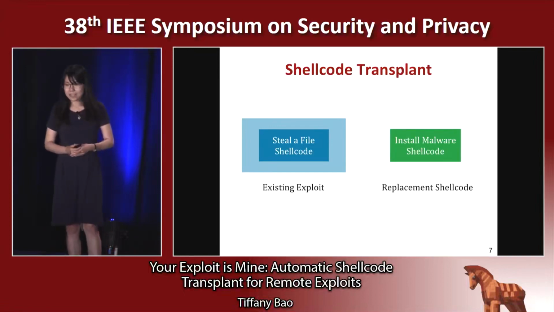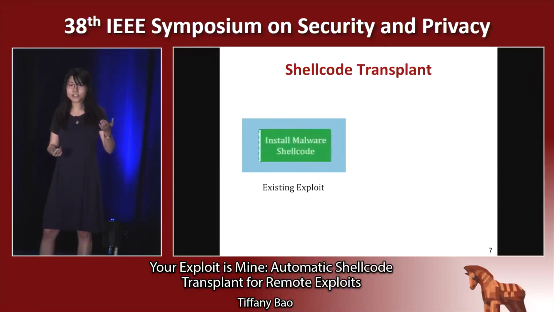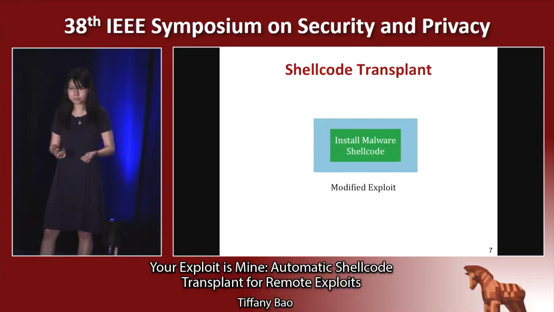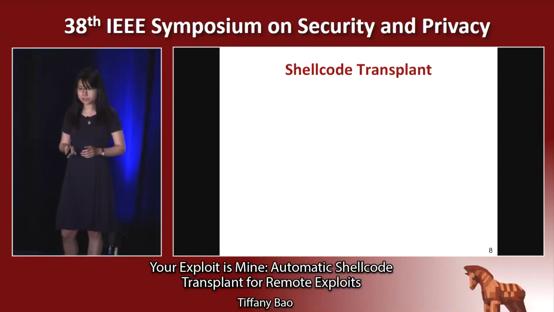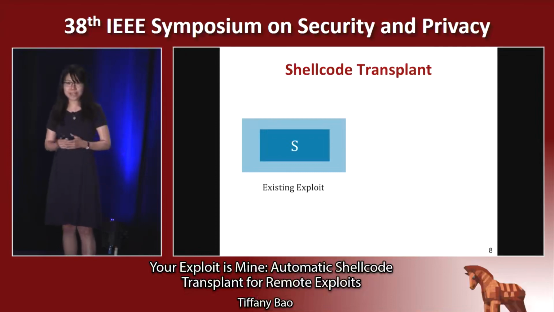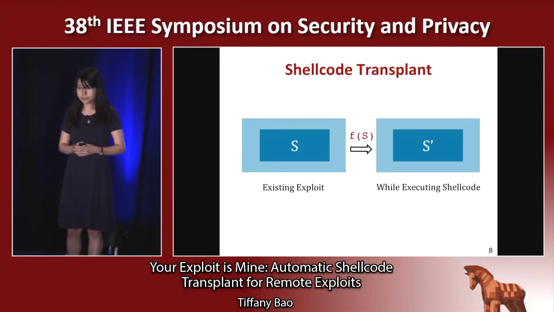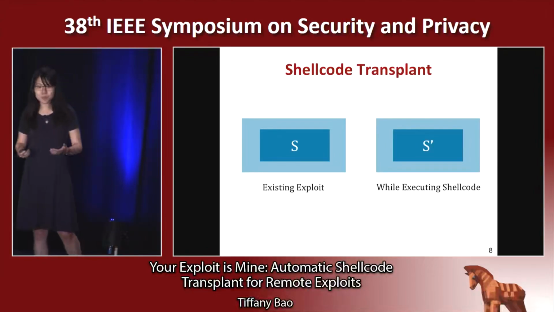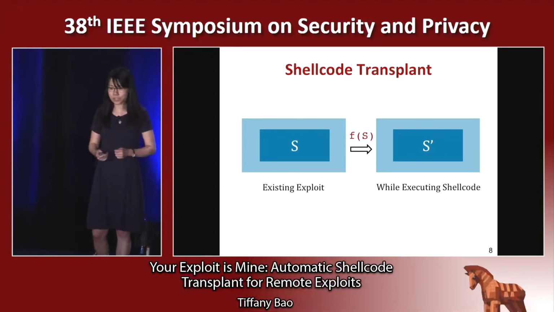At first glance, it seems that Shellcode Transplant is easy. All you need to do is to strip out the original shellcode and put your own shellcode into the existing exploit. However, the shellcode that is actually executed may not be exactly the same as what we see in the exploit. When a program processes an exploit as an input, it may change the input bytes to other values. In order to generate a new successful exploit, we need to figure out how the program processes this input so that after processing, we will get the expected shellcode in the end.